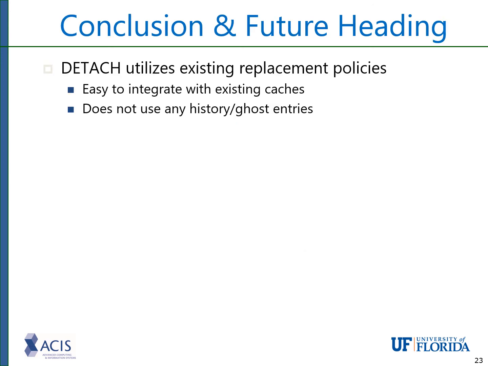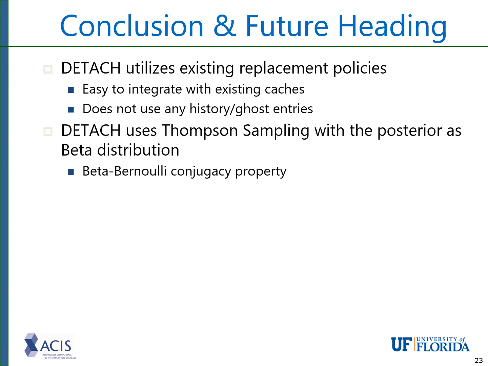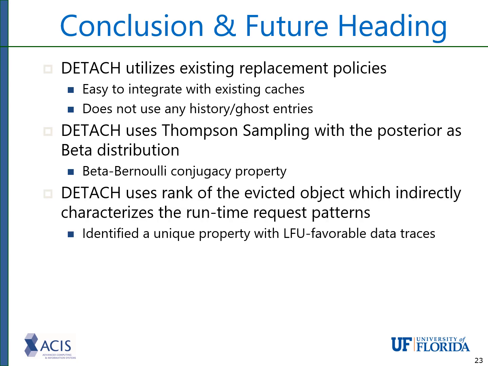To conclude, DETACH utilizes existing replacement policies such as LRU and LFU. It was designed with the ability to integrate easily with existing cache implementations. It does not use any history or ghost entries to adapt the cache at runtime. DETACH uses Thompson sampling and exploits the Beta-Bernoulli conjugacy property by utilizing the beta distribution as the posterior. It uses the rank of the evicted object, which indirectly characterizes the runtime request patterns, to make decisions about the replacement policy. Through this work, we also identified a unique property with LFU favorable data traces.